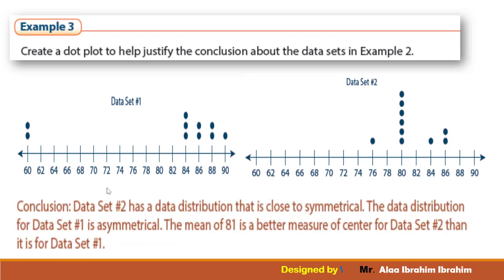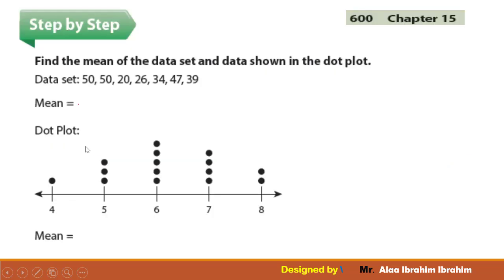So I have to make a conclusion now. Data set 2, the second dot plot here, has a data distribution that's close to symmetrical. So this looks a little bit symmetrical. But here we have skew. Is it skewed to the left or right? We will discover this now. So we have skew, and this is not good. The symmetrical one is better, so this is the correct, accurate one. The data distribution for set 1 is asymmetrical. The mean, 81, is a better measure of center for data set 2 than for set 1, because set 1 is skewed. Now we're going to another example, page 600.